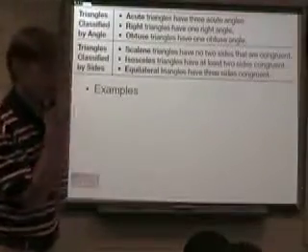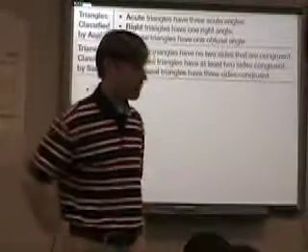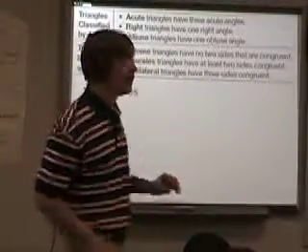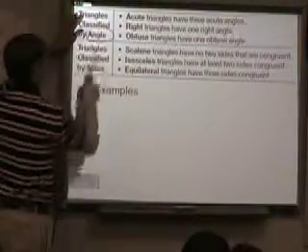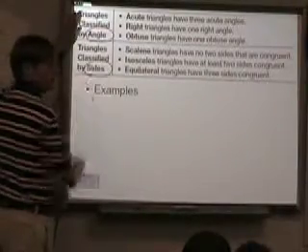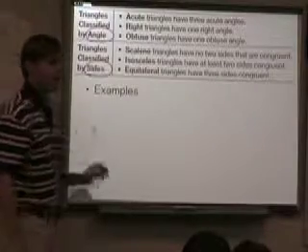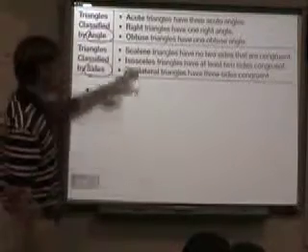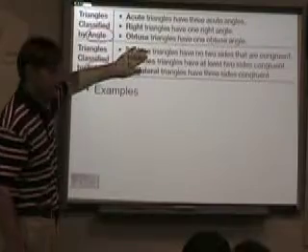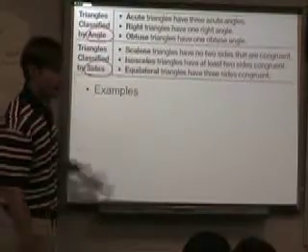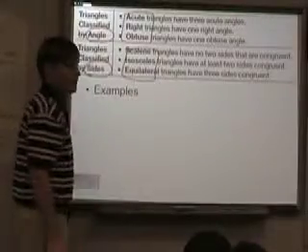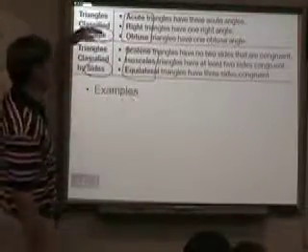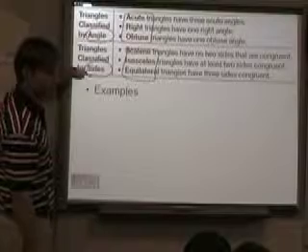Today we're going to learn how to classify triangles. We're going to classify them by their angle and by their sides. Every triangle we look at today will get one of these three and one of these three, because we're going to classify it by angle and by the sides.